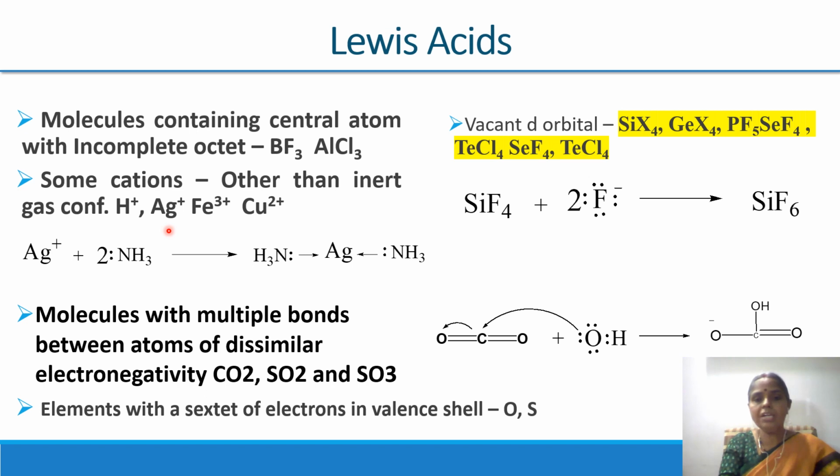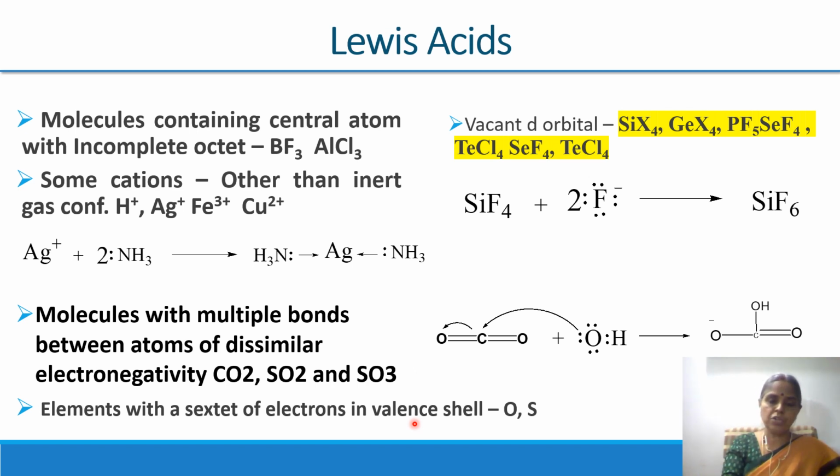Ions which do not have inert gas configuration like H plus, Ag plus, Fe3 plus, Cu2 plus are all Lewis acids. You can see here Ag plus is reacting with ammonia, nitrogen having a lone pair. The lone pair is donated into the vacant orbital on silver, and you can see formation of two coordinate covalent bonds simultaneously with the central silver atom. So, the molecule should have a central atom with a vacant orbital, or an ion which does not have inert gas configuration, and also molecules with multiple bonds between atoms of dissimilar electronegativity like CO2, SO2, SO3, etc.